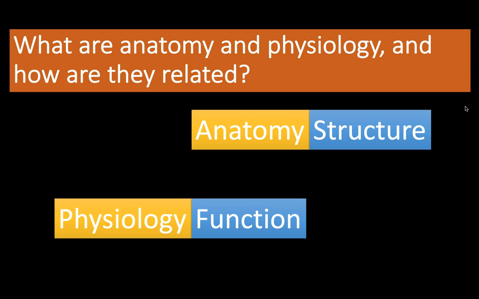So, what are anatomy and physiology? Pretty simply, anatomy refers to the structure of the body, and physiology refers to the functions of the body. So structure is anatomy, function is physiology. If you think even for a moment about this, you should realize that the function of the body will completely depend on its structure. So these two are inextricably linked.